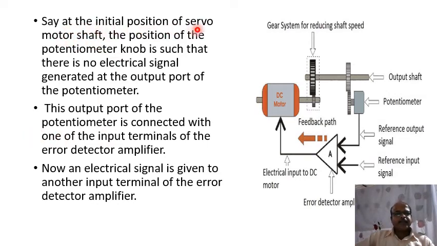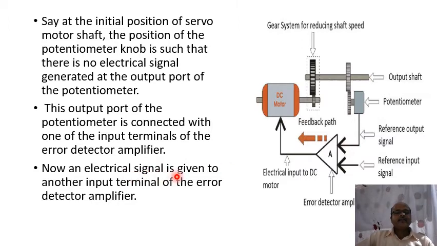Say at the initial position of the servo motor shaft, the position of the potentiometer knob is such that there is no electrical signal generated at the output port of the potentiometer. This output port of the potentiometer is connected with one of the input terminals of the error detector amplifier. So this is connected to the error detector amplifier.